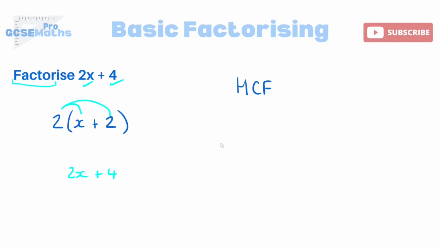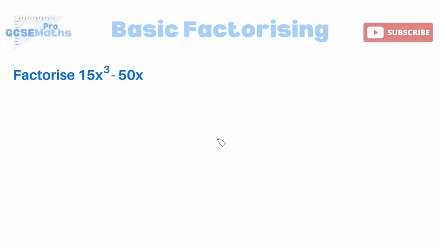So factorising is literally just looking at the terms you have, finding the highest common factor between all of them, and pulling that out on the outside. Then just figuring out, okay, what do I then need to multiply that by to get back to my original in the question?